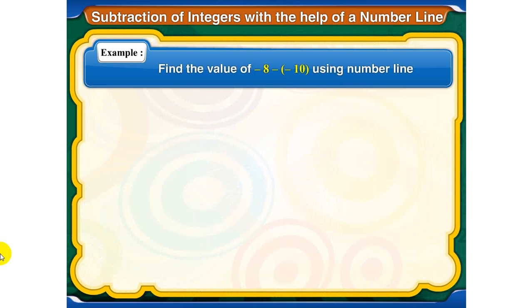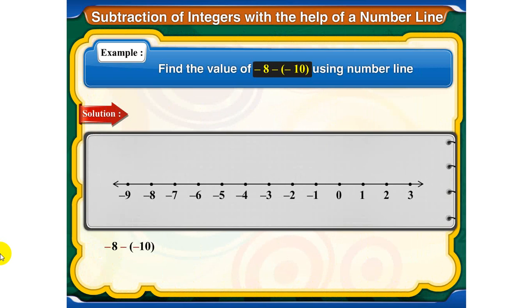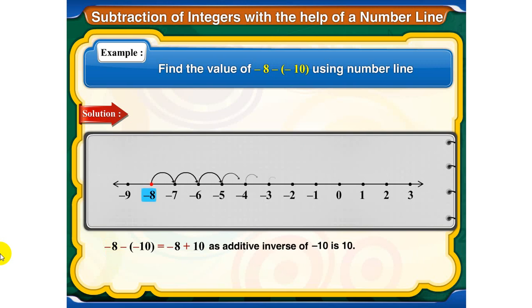Example. Find the value of minus 8 minus minus 10 using number line. Solution. Minus 8 minus minus 10 is equal to minus 8 plus 10, as the additive inverse of minus 10 is 10. On the number line, from minus 8, we will move 10 steps towards right. We reach at 2. Thus, minus 8 minus minus 10 is equal to 2.